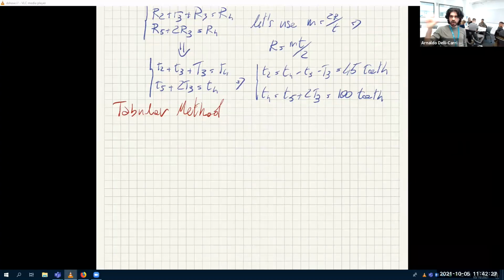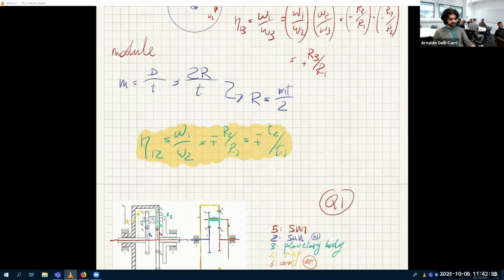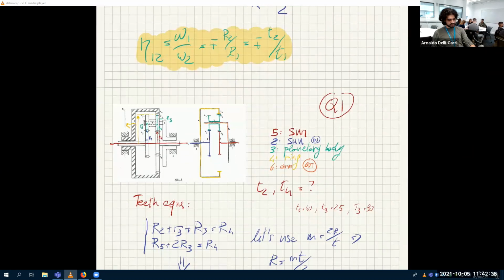You always have 3 rows and as many columns as you have bodies. How many bodies do we have here? 2, 3, 4, 5, 6. Okay, so it's 5 bodies. So in this case, you have 3 rows and 5 columns.